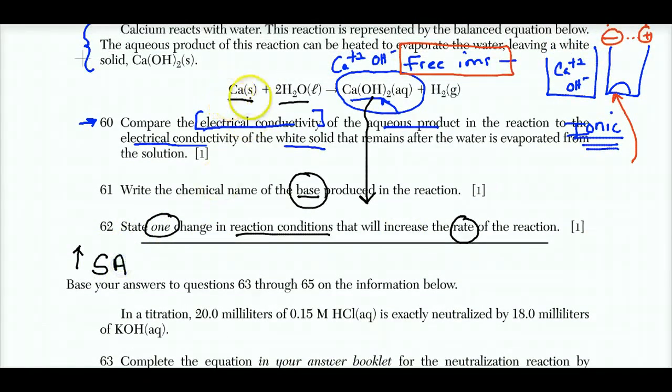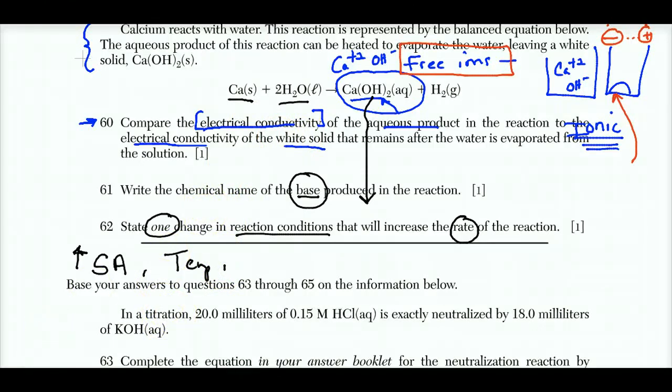So if we had lumps of calcium and we had powdered calcium, that increase in surface area allows more calciums to be available for collisions, therefore more effective collisions. So surface area is a good one. Or, you know, you could do temperature. Temperature, of course, gives more motion to these particles, therefore the number of collisions increases, and thus the number of effective collisions increase. And those seem to be the ones that are most common.